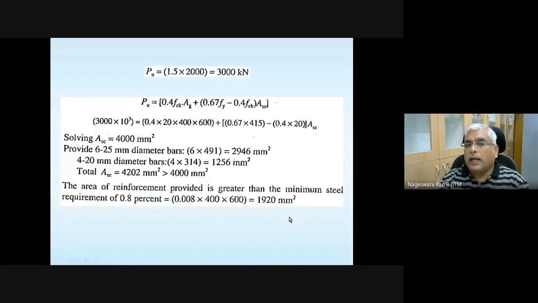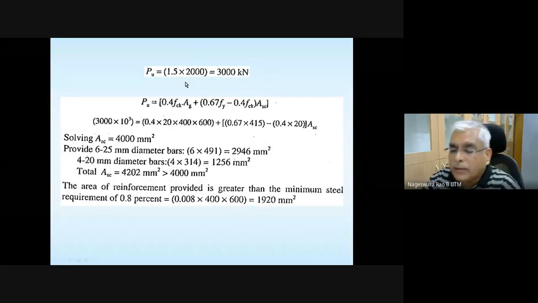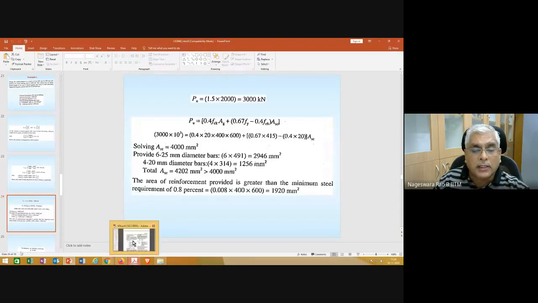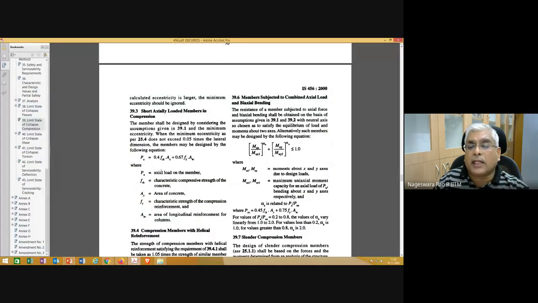Now, how to make use of that equation? PU is the load that is coming. PU is the design axial load on the member. You know what the load is: the axial load, 2000 kilonewtons. You need to multiply it with the partial safety factor 1.5. That is going to be your design load. FCK, grade of concrete, is given, and grade of steel is given. So these two quantities are known.